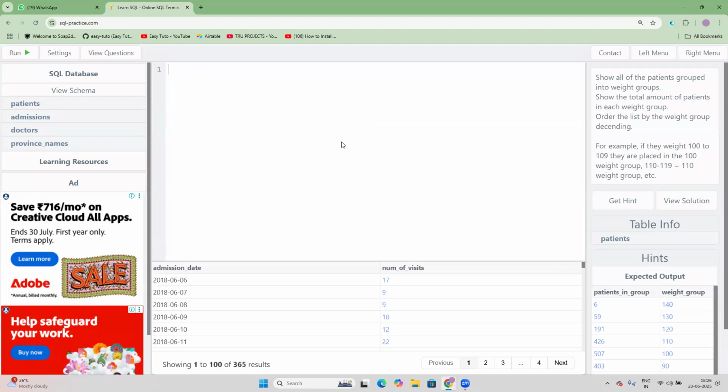Show all of the patients grouped into weight groups. Show the total amount of patients in each weight group. Order the list by the weight group descending. For example, if the patient weighs 100 to 109, they are placed in the 100 weight group. 110 to 119 should be placed in the 110 weight group.